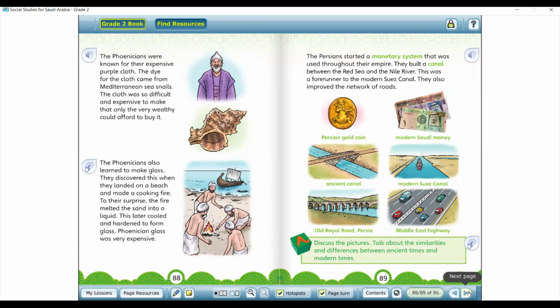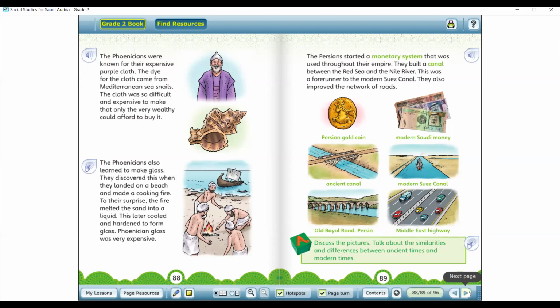The Phoenicians were known for their expensive purple cloth. The dye for the cloth came from the Mediterranean sea snails. The cloth was so difficult and expensive to make that only the very wealthy could afford to buy it. There we have a picture of someone wearing the purple cloth or robe, and then there is a picture of the sea snail shell that they used.